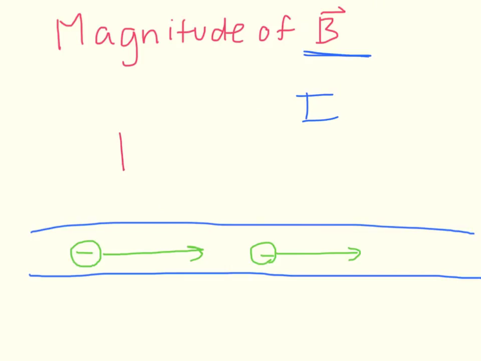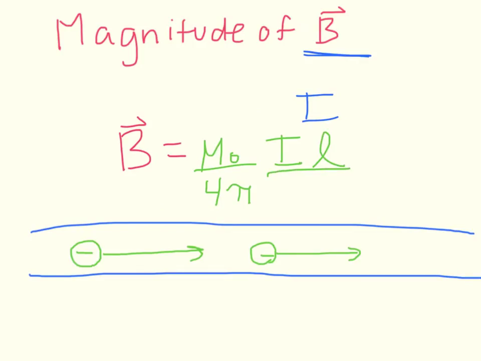So, this is called the Biot-Savart Law. This law states that the magnetic field generated by a current flowing through a wire is equal to a constant, mu naught divided by 4 pi, times the magnitude of the current times the length of the wire divided by r squared. This is the distance of the point from the wire, so this is where we're testing the strength of the magnetic field.